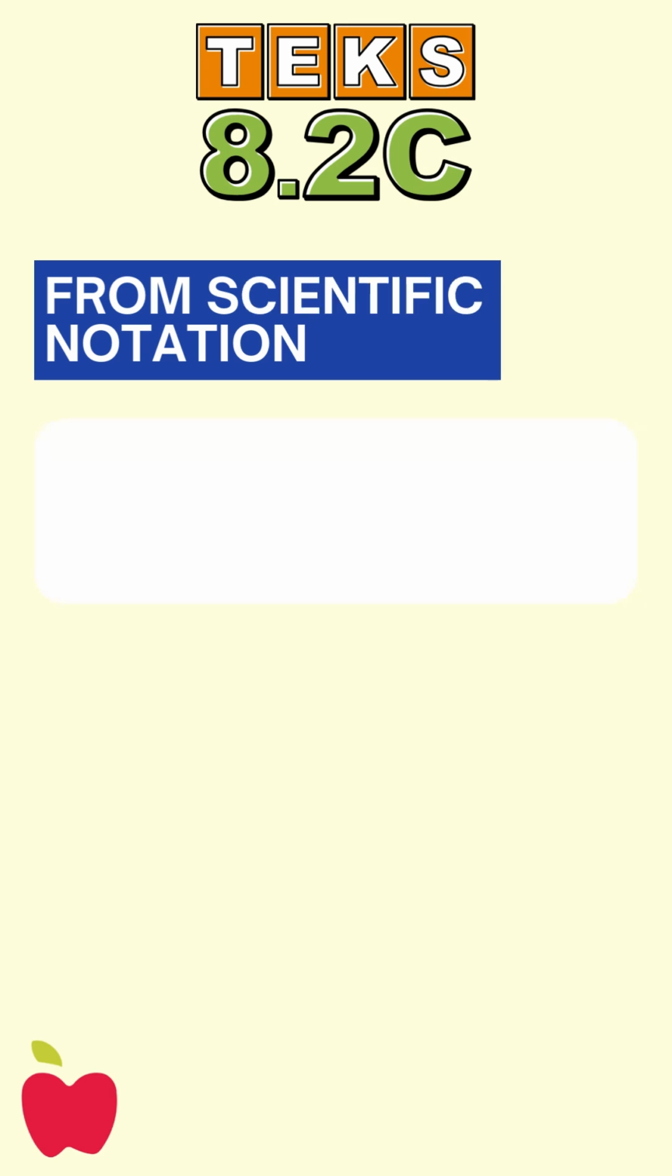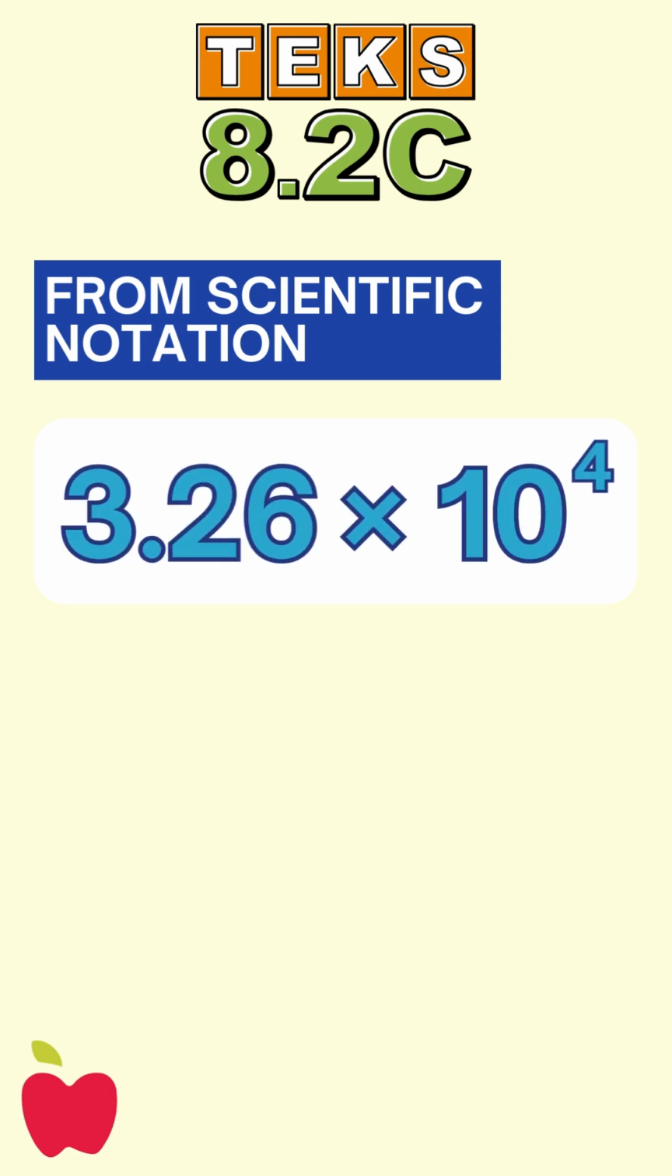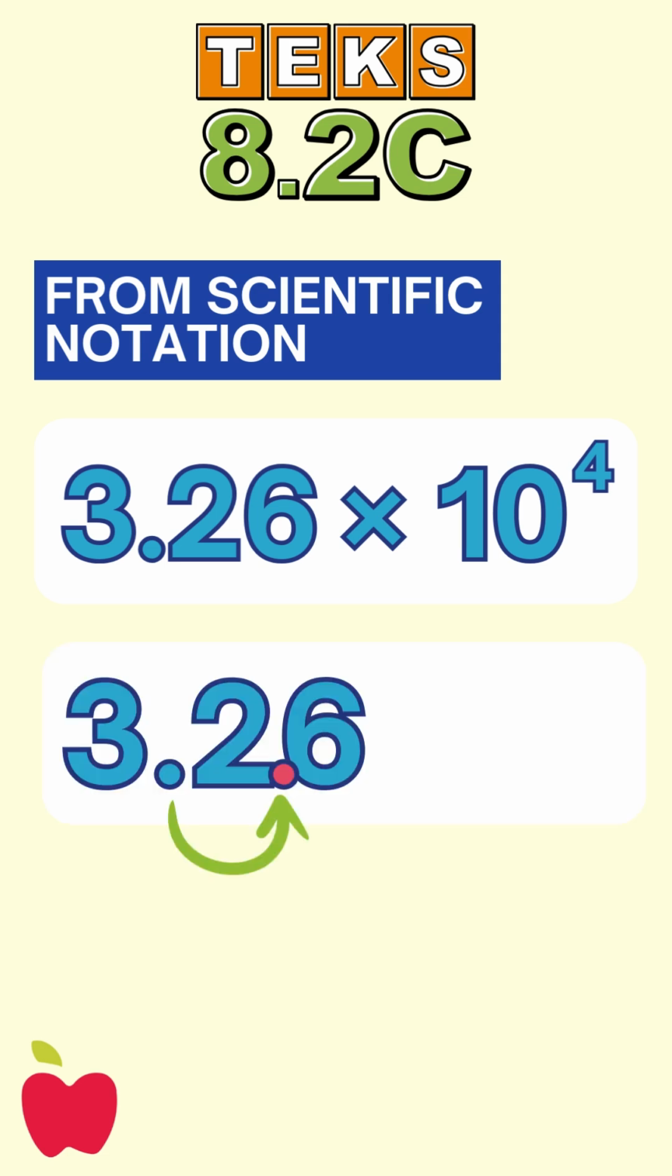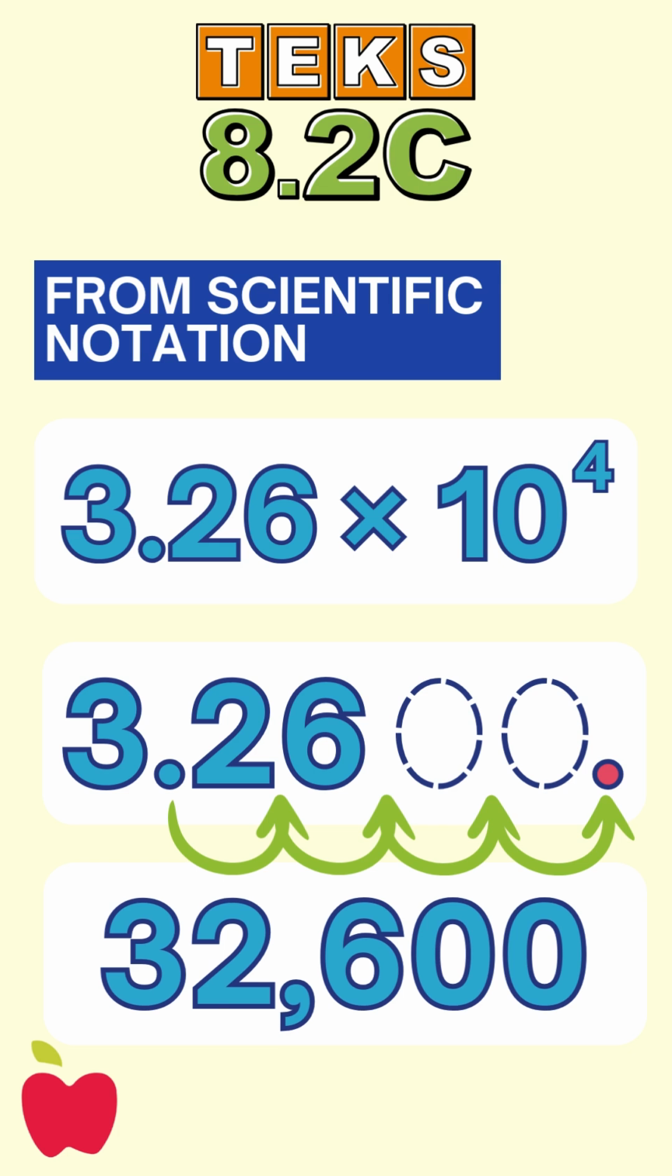Now, let's convert from scientific notation to standard decimal notation. Take 3 and 2600ths times 10 to the power of 4. Move the decimal point 4 places to the right. 32,600. Now, notice that when we moved the decimal point, we added zeros after the 326 to fill the empty places. This is because a positive exponent means we're dealing with a large number, and the decimal moves to the right to expand the number.